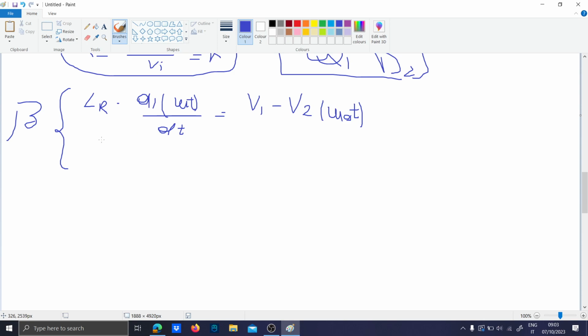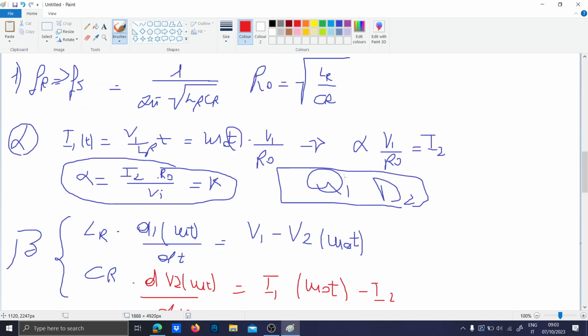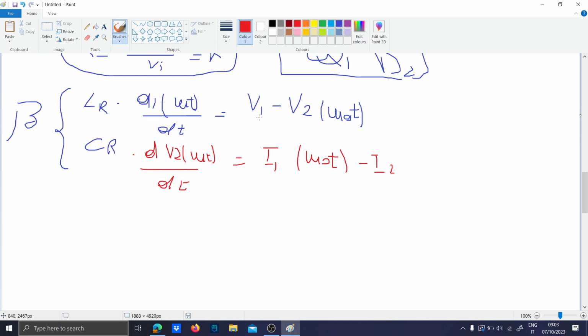And the same for the capacitor. Remember that for the capacitor, it is switched. So you have CR times dV2 of omega t over dt, which is equal to the difference of the currents, I1 of omega 0 t minus I2. If you do solve this equation, you have to take this term here, put in there. The same for CR.